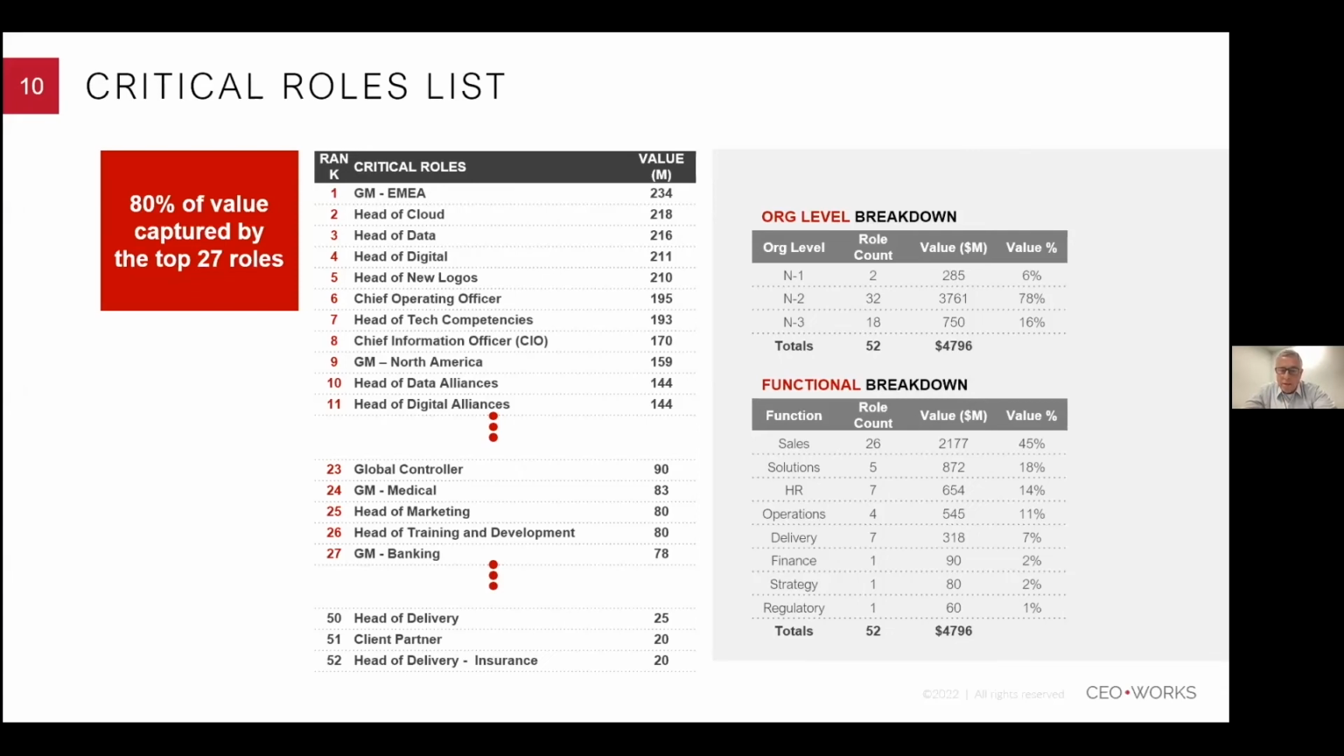And then if we look at the functions, we see sales, 26 roles, which is 45% of the value agenda. And while there's only 5 roles in the solutions, the average contribution of each one of those 5 is greater than even the sales role. So again, we're starting to get insights about, where do we really need the best talent, the most significant talent that's going to help us disproportionately create this value, and what areas are they coming from?